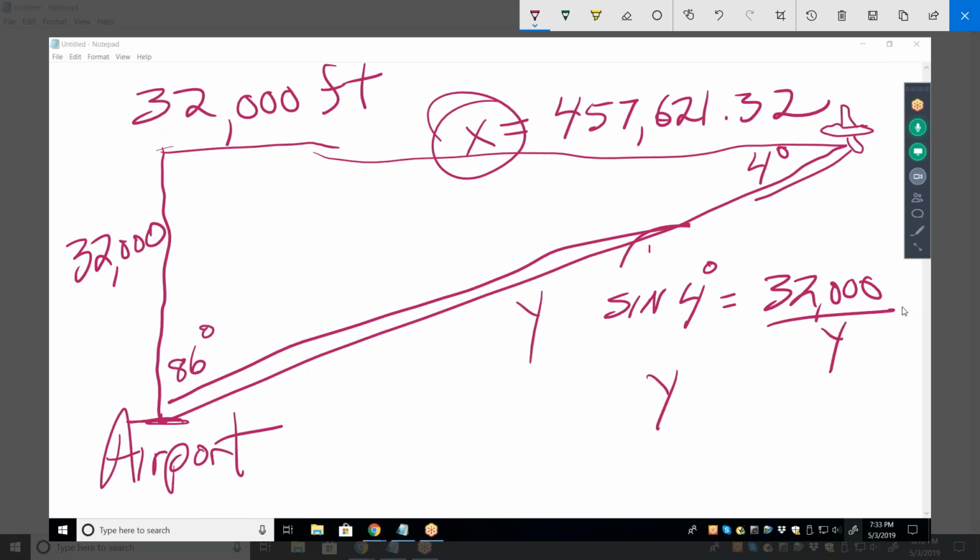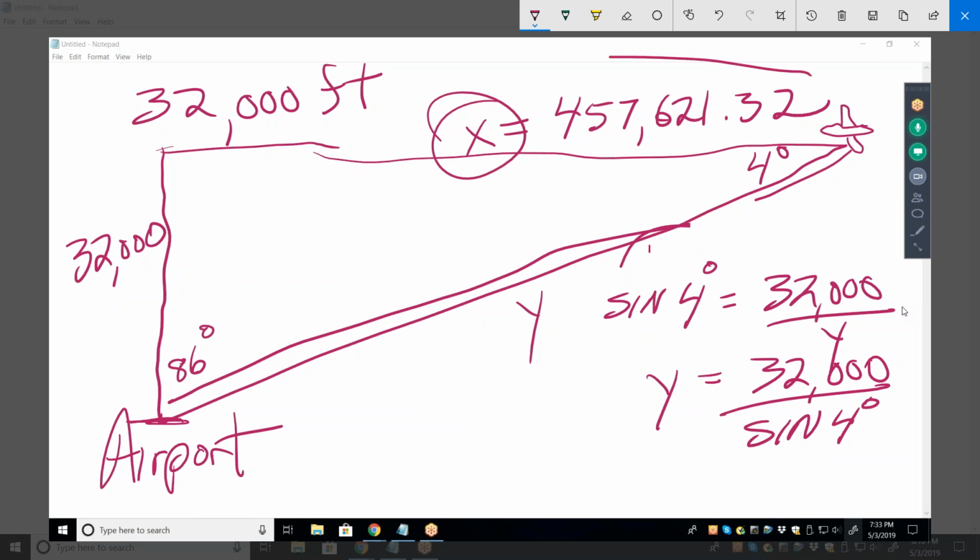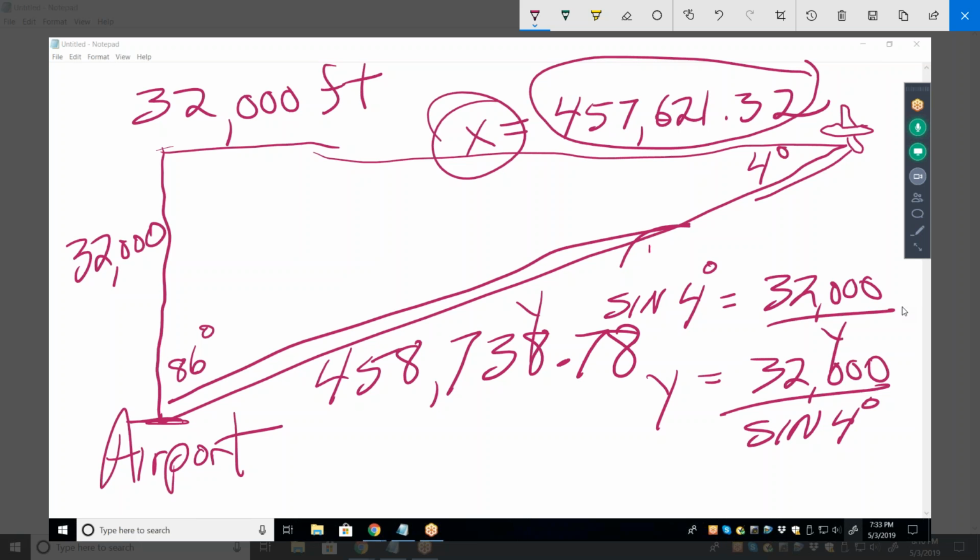And again, y is going to be 32,000 divided by the sine of 4. What's that? Should be a slightly bigger number than what you got. Yeah. So they actually have to travel a little bit further to land. But that beats going this way, where they go this way and then drop straight down and crash.